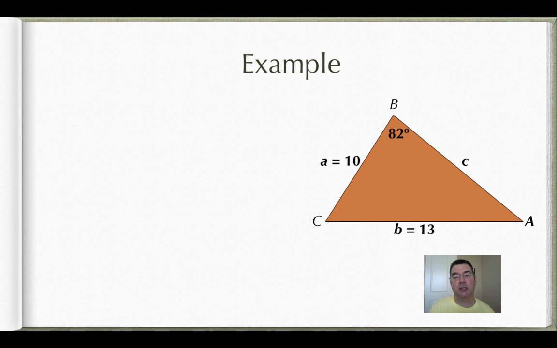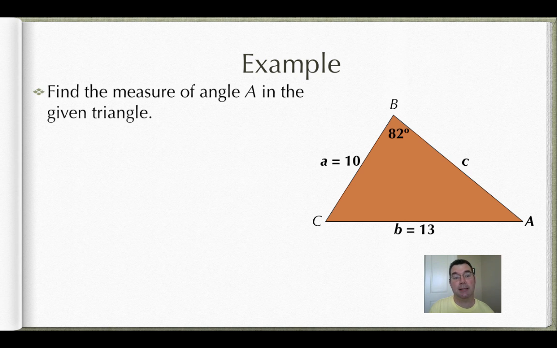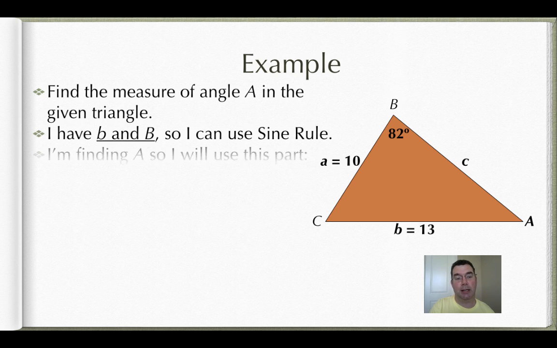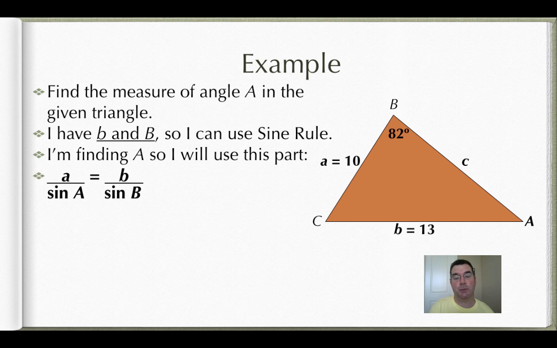Okay, and here's a situation where now I have two sides and I have an angle that's not between those two sides, and I need to figure out angle A. So I have b and B, so I can use the sine rule, and I will set it up like this. a over the sine of A equals b over the sine of B. And I plug in what I know.